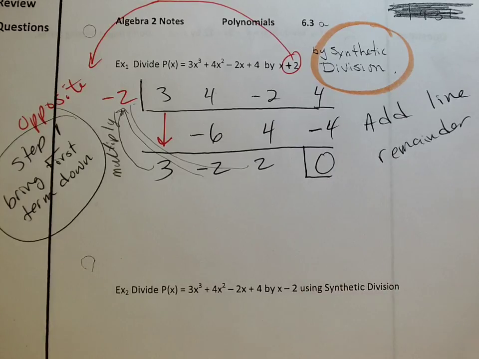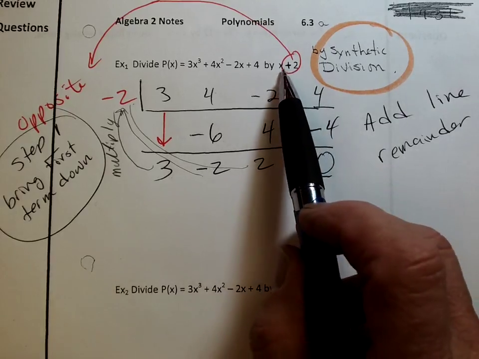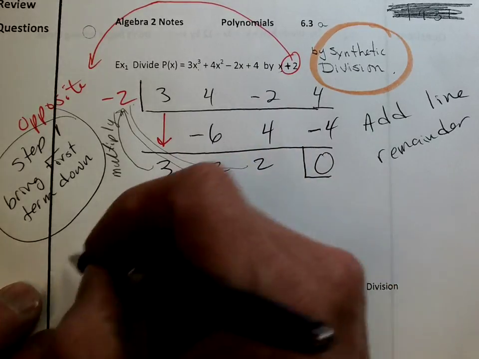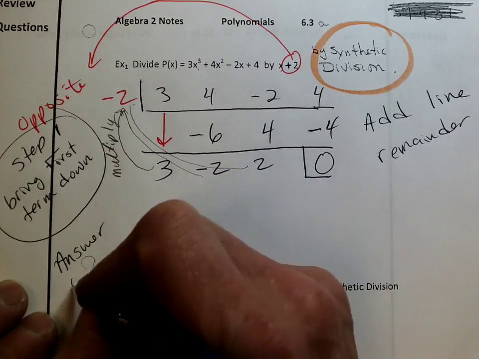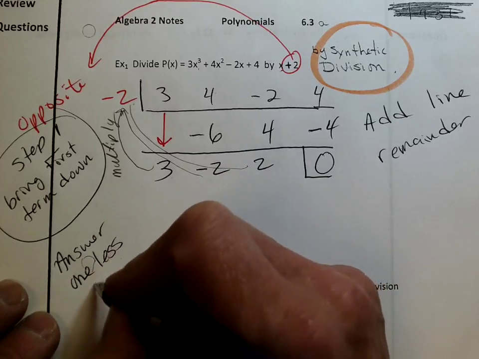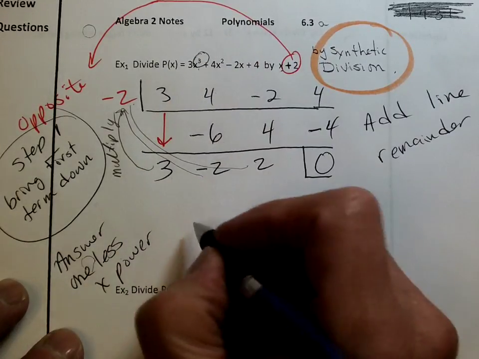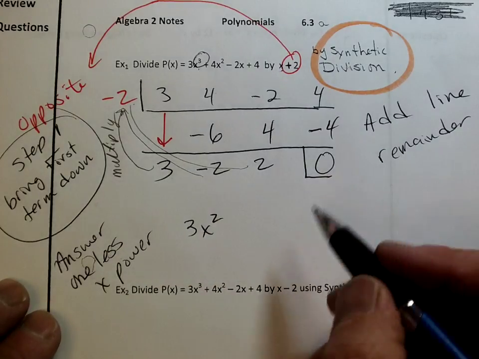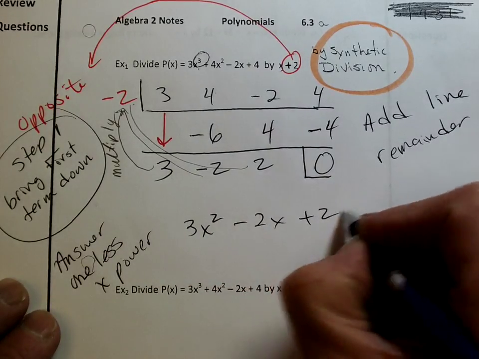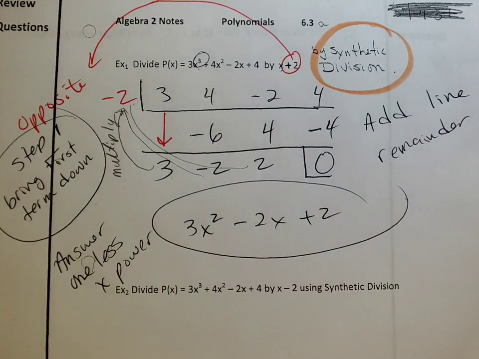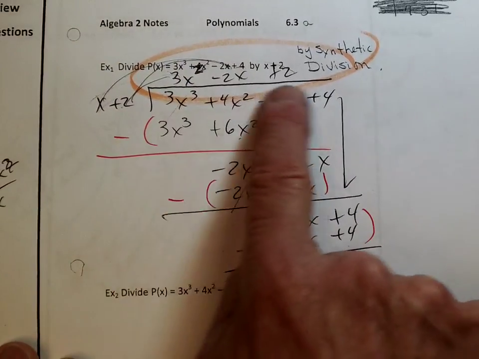But the answer, now remember, we took out the x's. The x's are invisible, but the answer has to be some answer with x's in it, right? I invisibly divided by x, so the answer is going to be 1 less power. I had an x cubed, so my answer has to be 3x squared minus 2x plus 2, remainder 0. Okay, wait a minute. Hold on. Hey, that's exactly what I got with all this work here, isn't it?